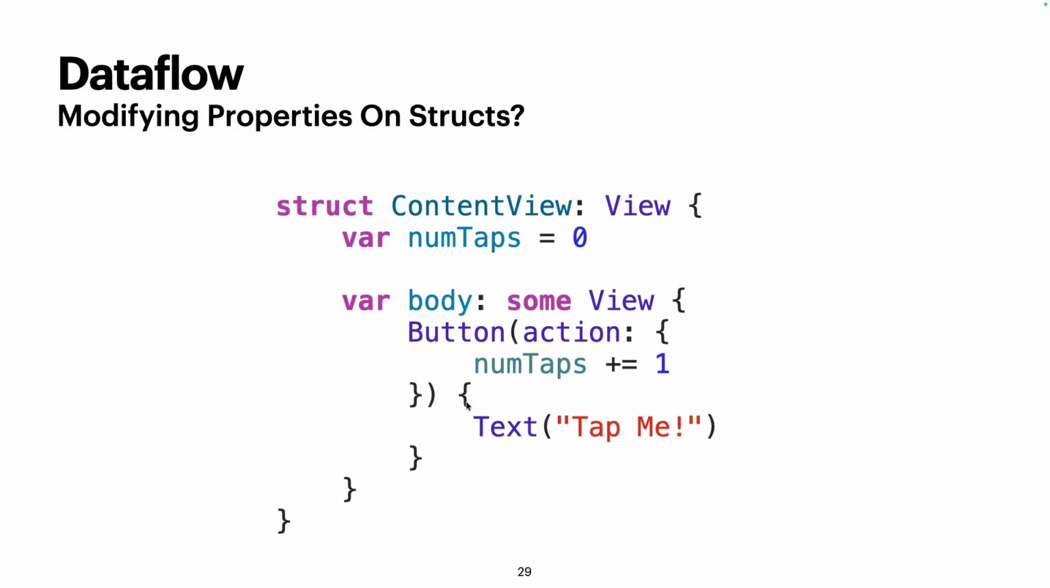Now, if the last parameter is a closure, we can drop that parameter name and bring it outside the parentheses using this kind of syntax. So again, this is a closure, and this is where we actually show the content of the button. So here's the content of the button, and here's what happens when we tap on a button. This will run, right? So what I want to do is, when I tap on this tap me button, I want to increment num taps by 1.